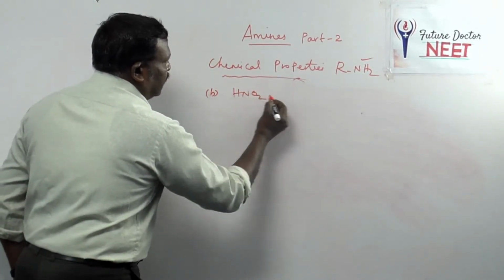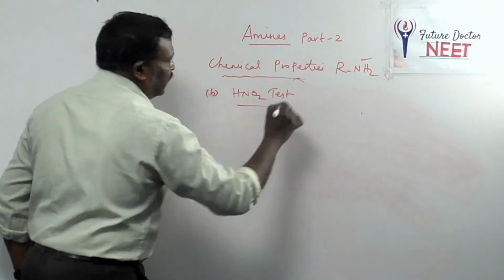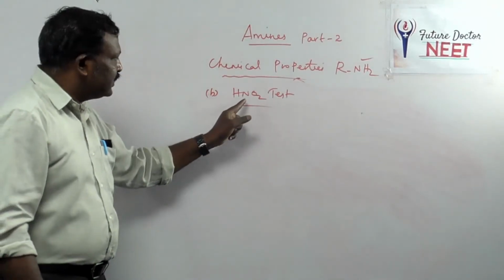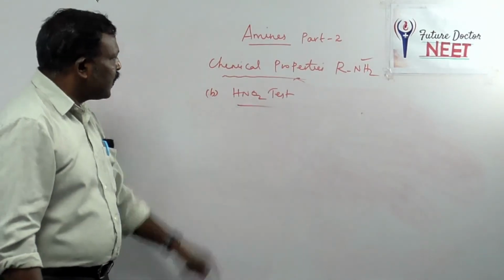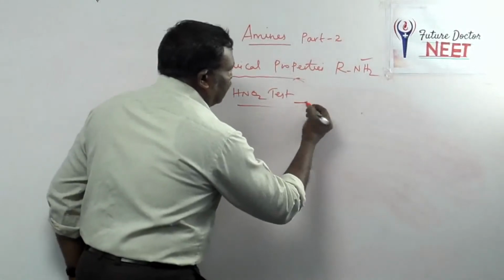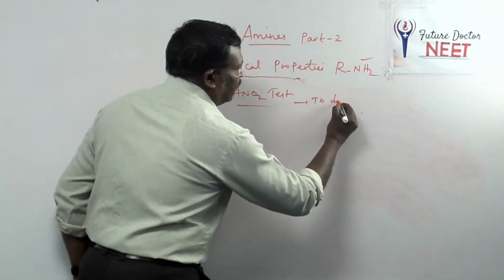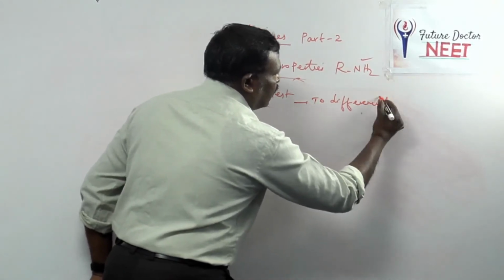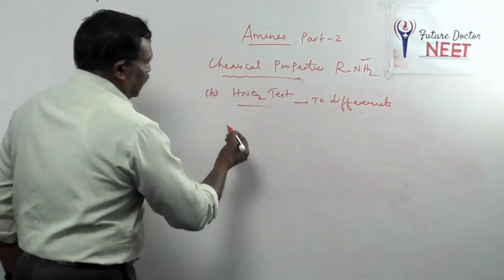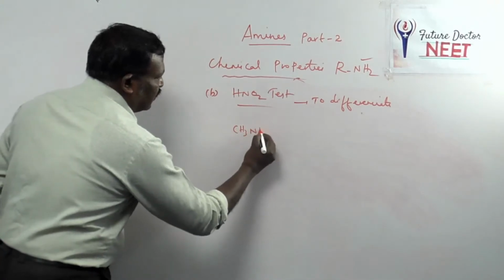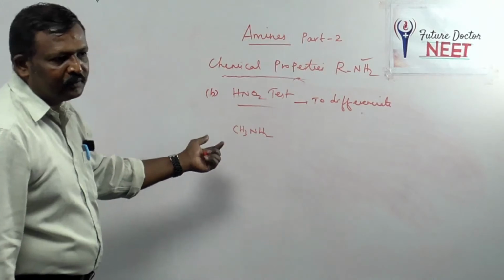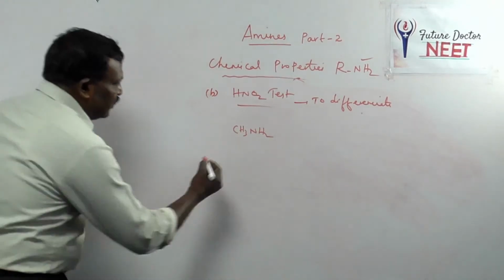This is nothing but the HNO2 test, the nitrous acid test. Nitric means HNO3, but this is called the nitrous acid test. This test is to differentiate, what? Suppose here, what is this? Primary, aliphatic or aromatic? Aliphatic, isn't it? What is this?